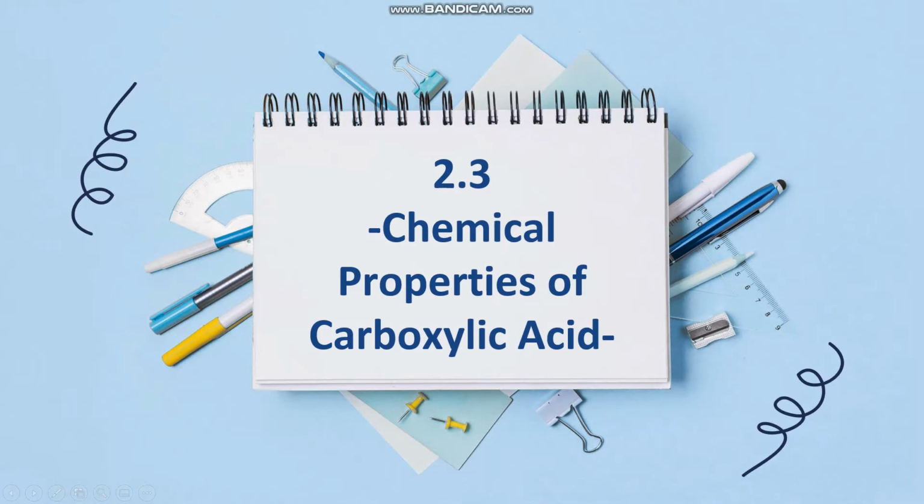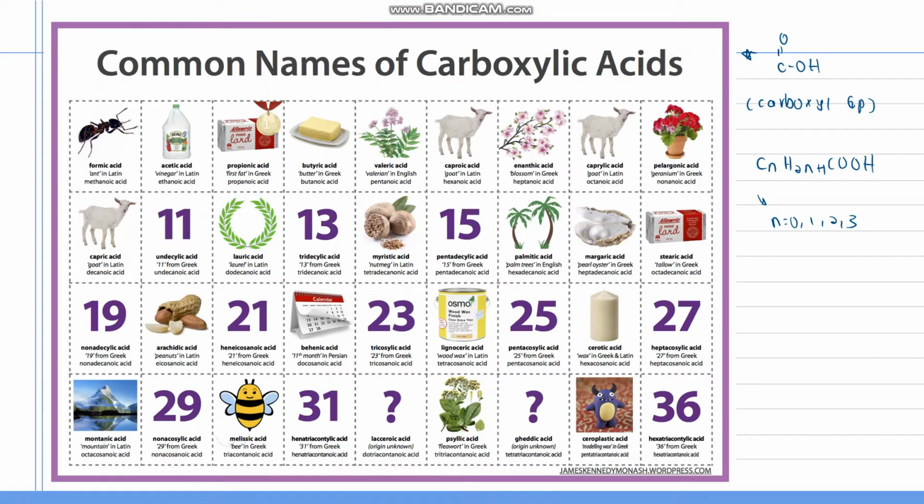In this video, I'll explain subtopic 2.3, which is the chemical property of carboxylic acid. So here, let's look at some common names of the carboxylic acid. But before that, let's recall, for the carboxylic acid, the functional group is the carboxyl group, the COOH group. Remember, this functional group will determine the chemical property of carboxylic acid, which you will learn in the coming slide.